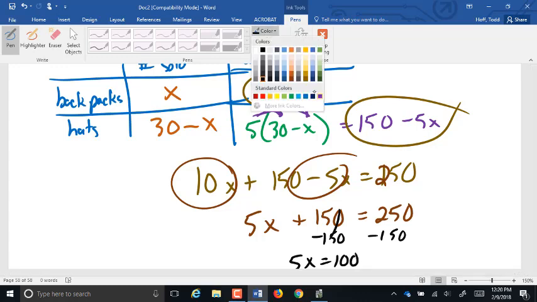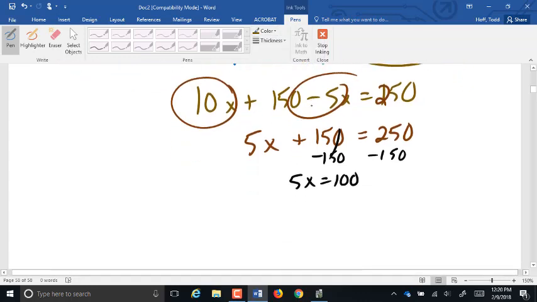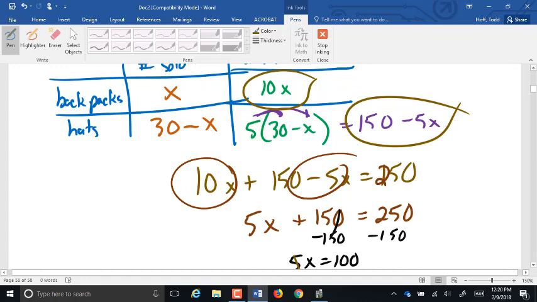And now we divide to find the value of X. We're going to divide by 5. X equals 20. So again, we have to go back and make sure we've answered the question. X was the number of backpacks, so there's 20 backpacks. Hats were 30 minus X, so 30 minus 20 is 10 hats.